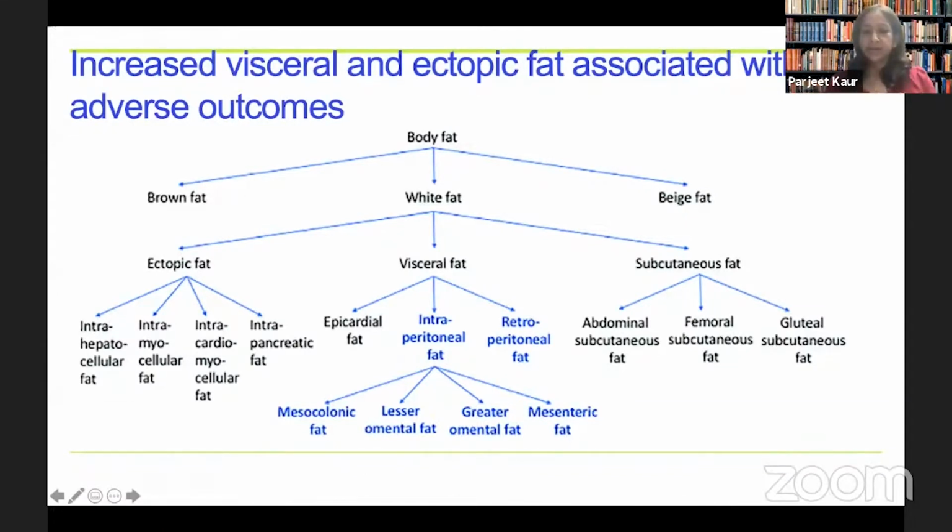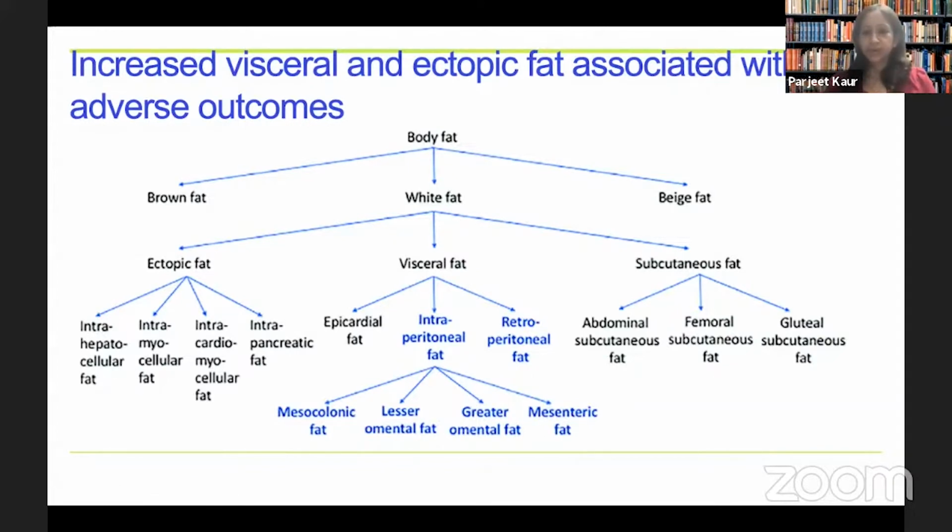Now, there is clear data. There are various epidemiological studies, many of which are now available to us, which have clearly correlated this visceral fat with increased cardiovascular disease, increased risk of developing diabetes, and blood pressure. And even the ectopic fat, as we all know, has been linked with the development of NAFLD, and the intramyocellular fat leading on to sarcopenia and poor quality of muscles.